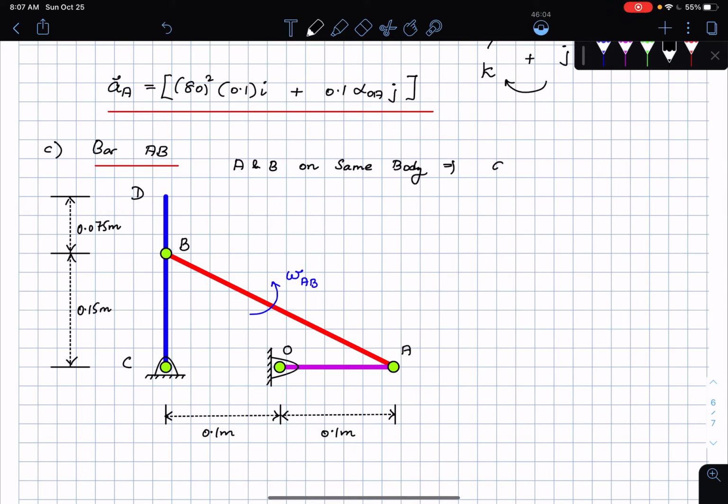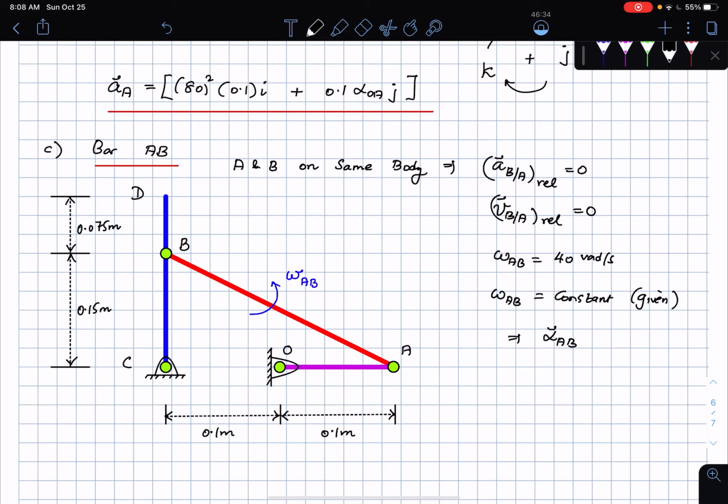Which implies that acceleration of, let's say, B/A, it doesn't matter, you can call it A/B as well. Acceleration of B/A relative is equal to 0. Velocity of B/A relative is also equal to 0. Then I know that omega AB is 40 radians per second, and omega AB is constant, which is given, which implies that alpha AB is 0.